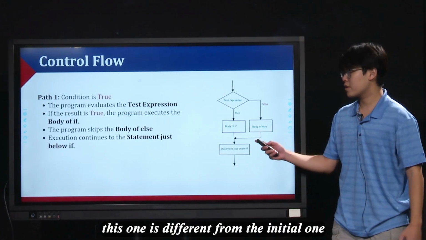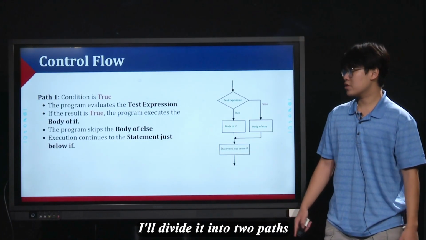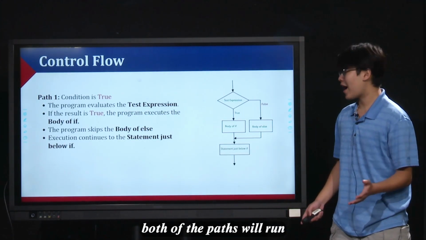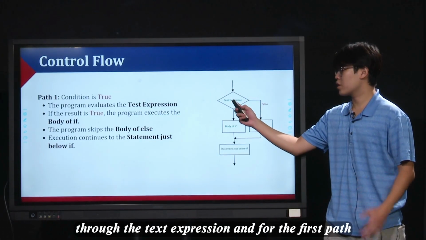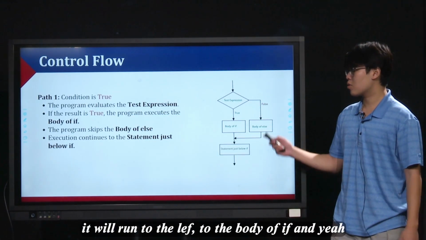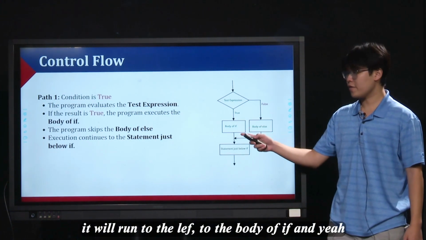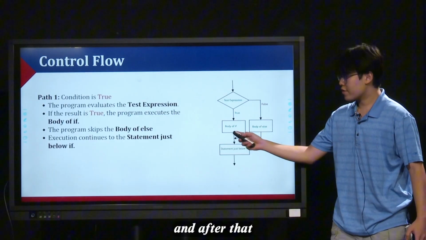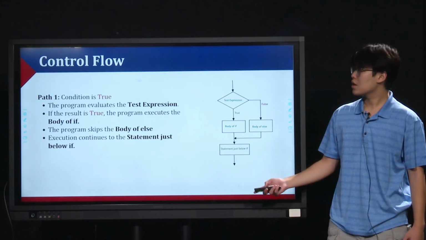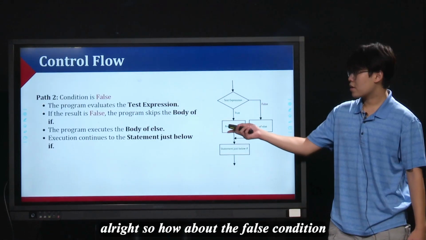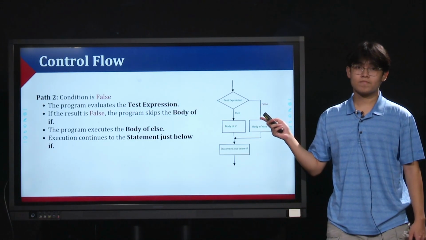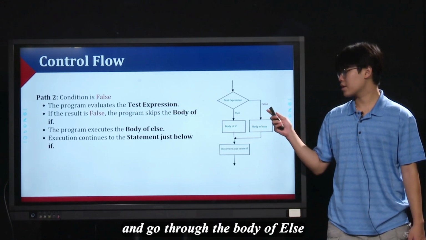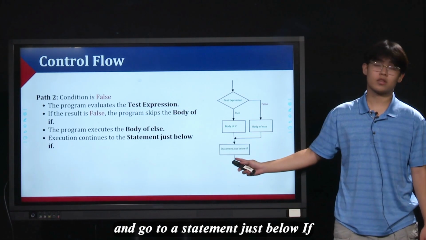This one is different from the initial one. I'll divide it into two paths. For the first path, both paths will run through the test expression, and for the first one, it will go to the left to the body of if, and it will skip the body of else. After that, it will go to the statement just below if. All right, so how about the false condition? As you expect, it will go to the right side, go through the body of else, and go to the statement just below if.